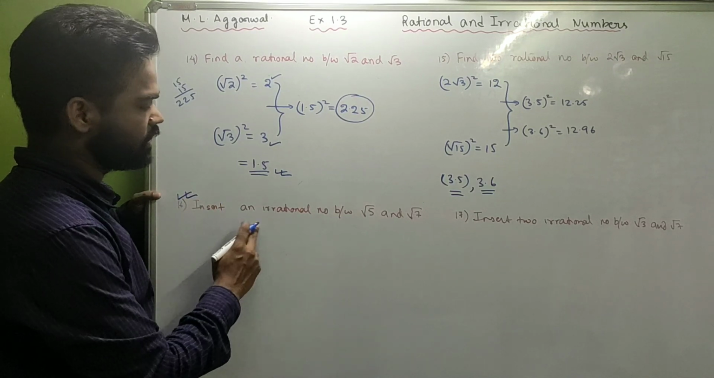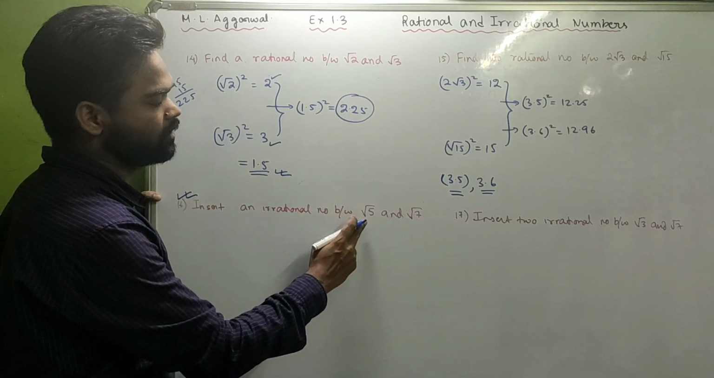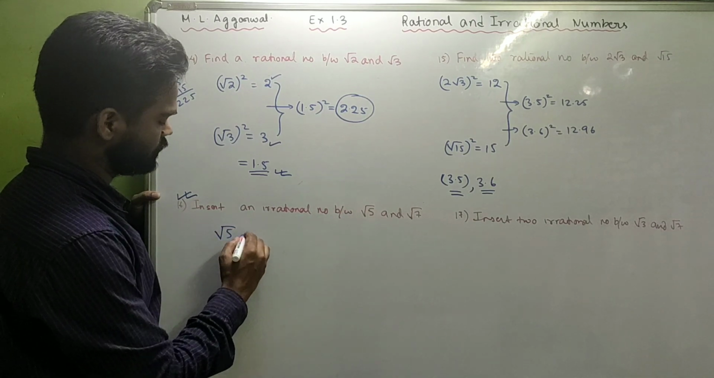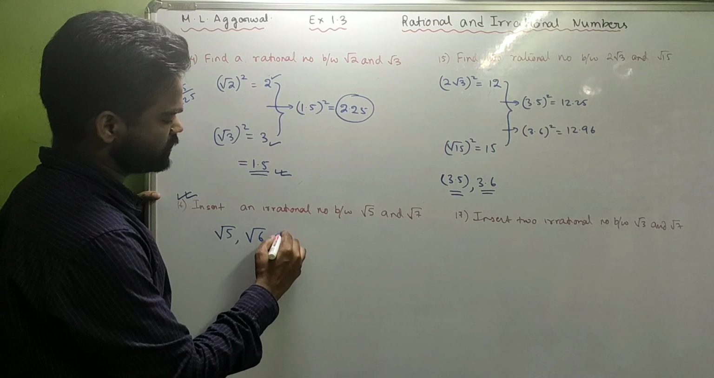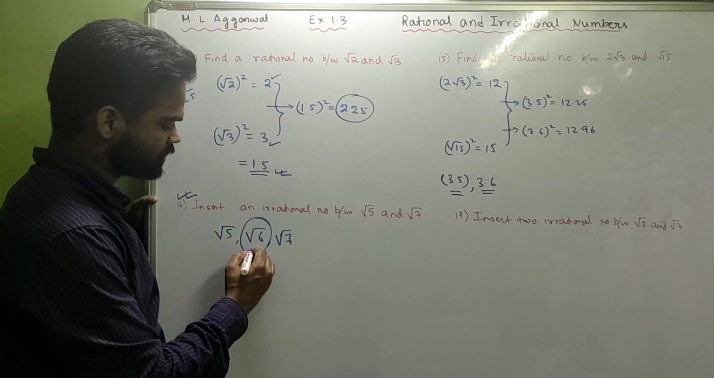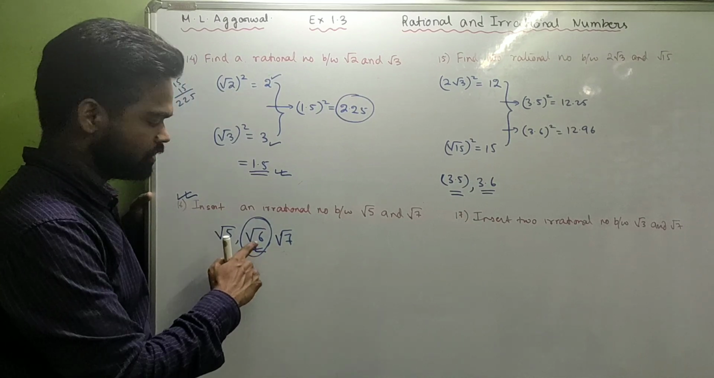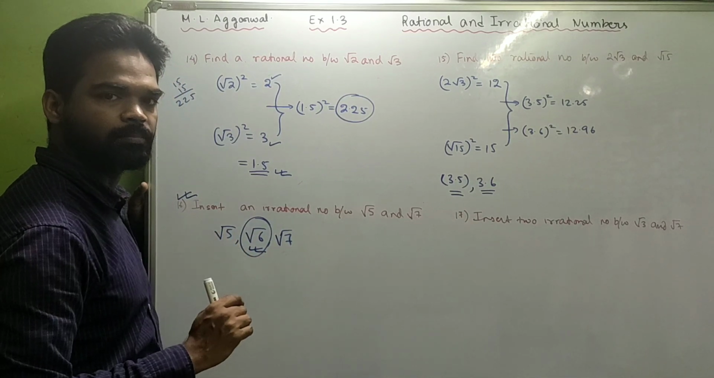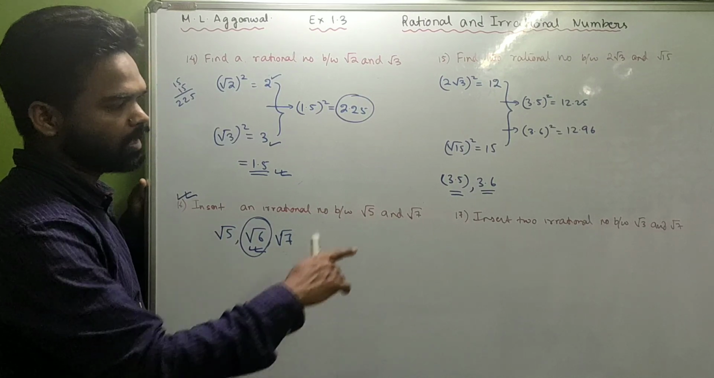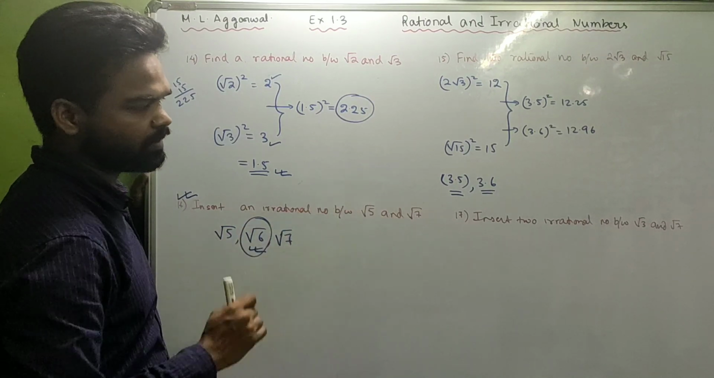Insert an irrational number between root 5 and root 7. Very easy. See, it's so easy. Between root 5 and root 7, we have root 6 too, and 6 is not a perfect square of any number, so it has to be an irrational number. Done. Insert 2, and this is the last sum, I think.